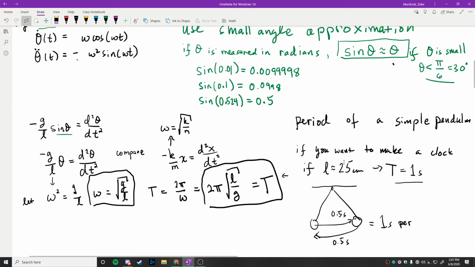So you can see that this type of clock is only going to be so accurate. We saw that if you use 25 centimeters, you're going to be off by 3 milliseconds. It's going to be 1.003, so that's not really going to work. So if you want a clock that's accurate within microseconds, you just make this more accurate, right?